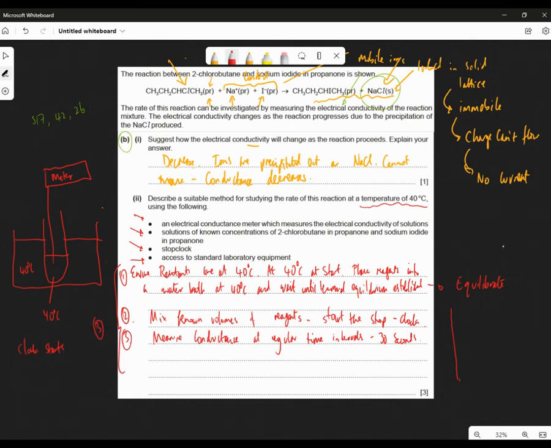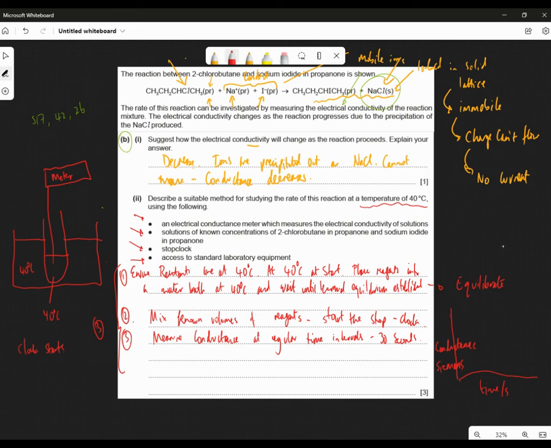Okay, but now it would be clever. What we're going to do is plot time in seconds or whatever against conductance. I think the units of conductance are Siemens, but I might be wrong. I don't even know what the letter for Siemens is.